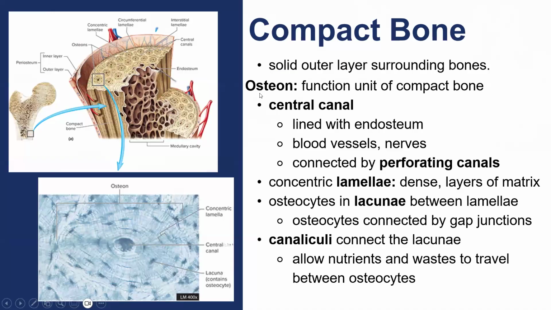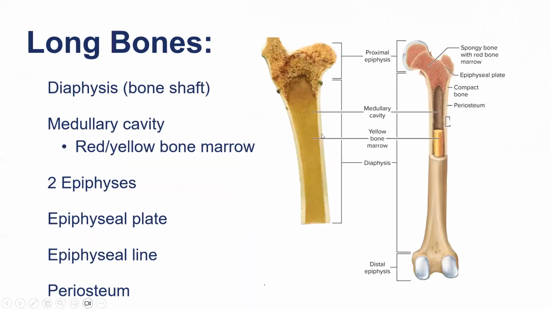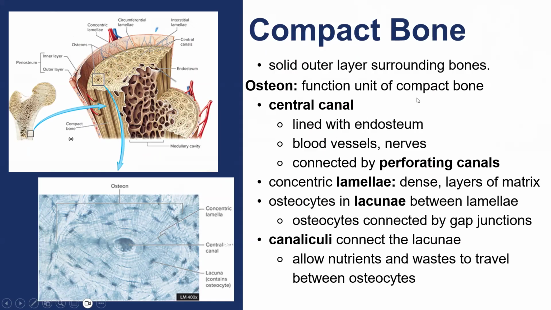Instead of a trabecula, this time we have an osteon. So again, the rings that they organize in are called lamellae. And this whole, like what I call the tree trunk, is our osteon. So that's going to include multiple osteocytes that live in the lacuna. There's going to be a central canal. And so this central canal is lined with the endosteum. So that endosteum is going to line the central canal.